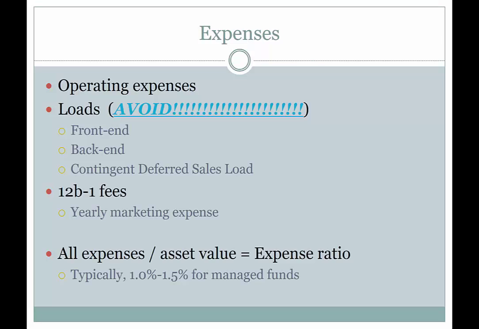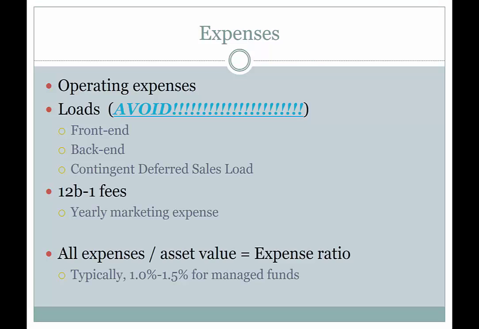So first of all, mutual funds have different categories of expenses that you need to be aware of. One is the operating expenses, and of course, all funds are going to have operating expenses, but they tend to be lower for the passively invested funds, the passively managed funds. So you'll have lower operating expenses typically for those. Loads, you want to avoid loads if you possibly can. You can almost always find a fund that invests with your objective that doesn't have a load.